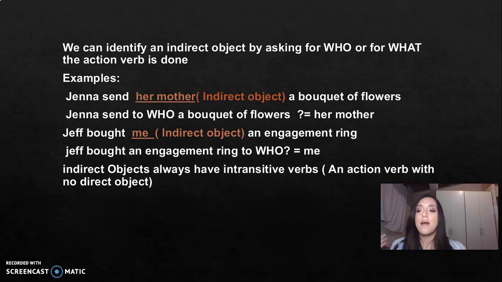First example, Jenna sent her mother a bouquet of flowers. So I may ask the question, Jenna sent to who or to whom a bouquet of flowers? Her mother. So her mother is the indirect object. Jeff bought me an engagement ring. Jeff bought an engagement ring to who or to whom? Me. So me is the indirect object. Now, indirect objects always have transitive verbs, an action verb with a direct object.